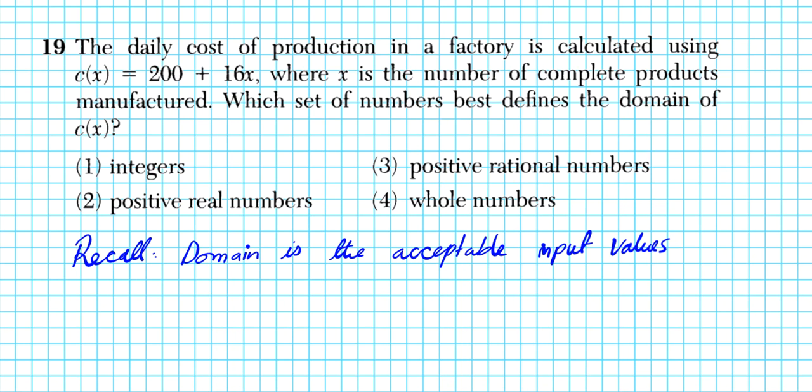Now, what's the input here? You see C of x? C of x basically tells you what the input is. Whatever goes into the parentheses, that is your input. So we're looking for the set of acceptable x values for this function. We're told that x is complete products. Okay, so how do you count those? Complete products.